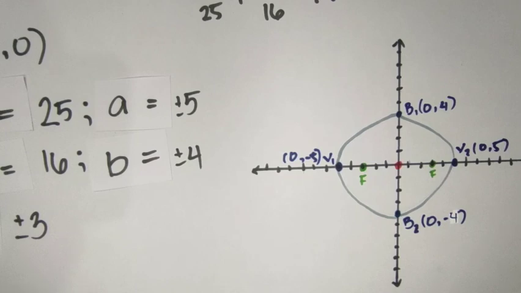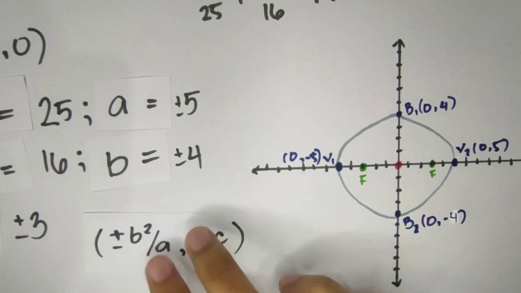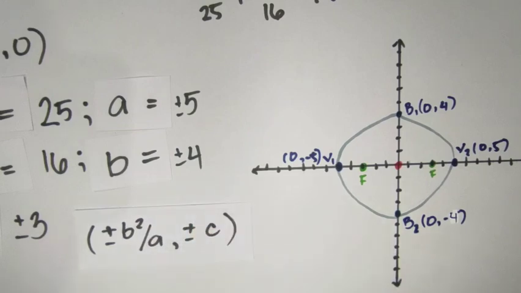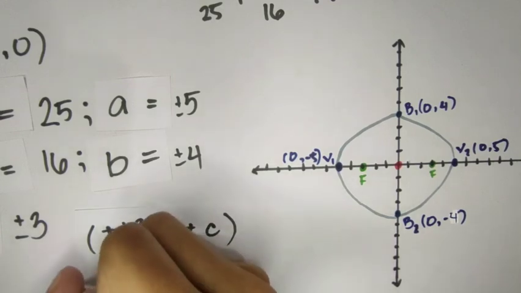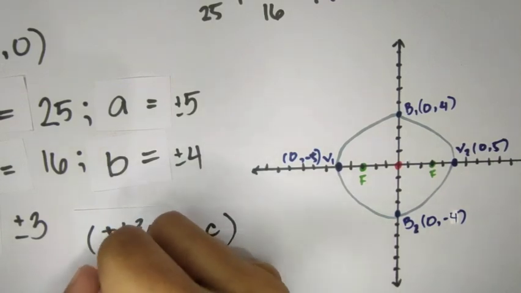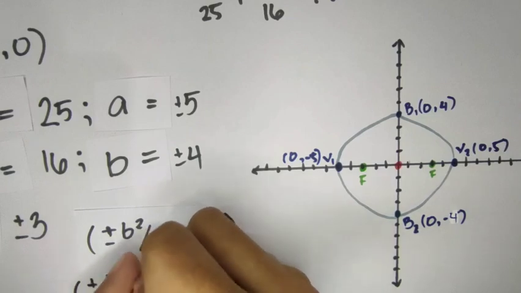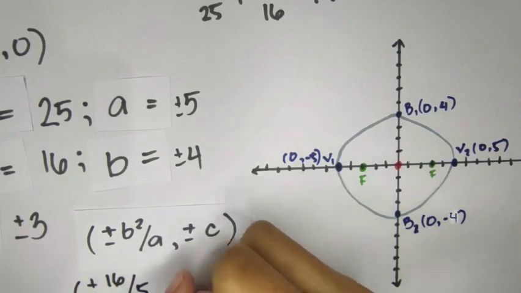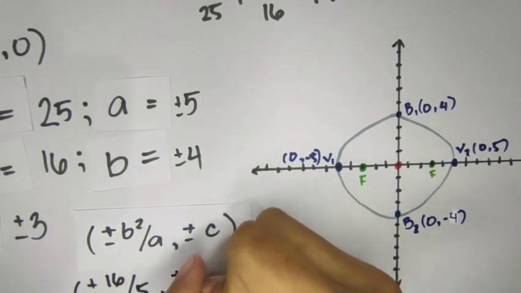Now that we have plotted the vertices and co-vertices of the ellipse, let's try to find naman the lateral recta, which can be found through this formula: positive negative b squared over a, plus minus c. So, positive negative 16 over 5, comma, positive negative 3.